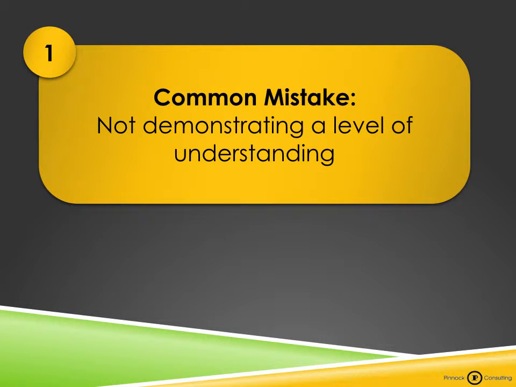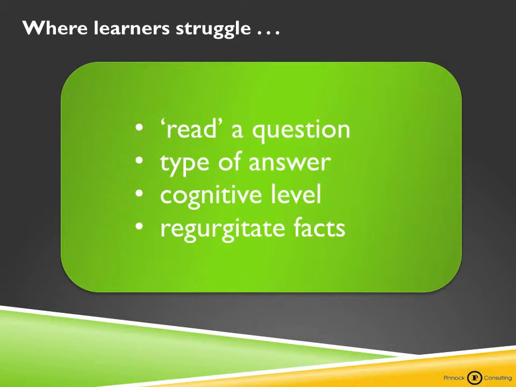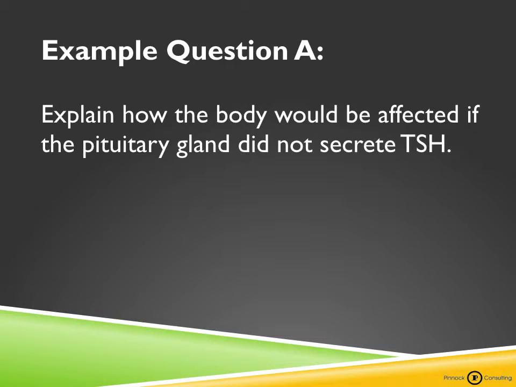The first is that the learners don't demonstrate a proper level of understanding. Learners don't read the question correctly, and as a result, they often don't identify what sort of answer is actually required. Learners often don't answer on the correct cognitive level and tend to regurgitate facts rather than showing their level of understanding. Let's have a look at an example.